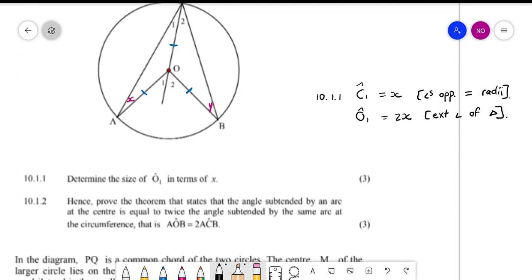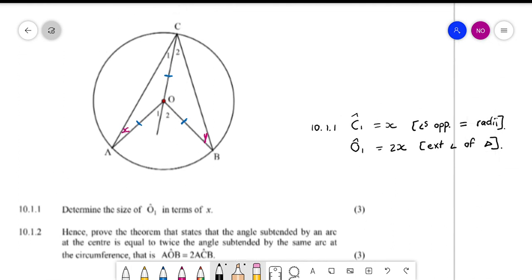2x. You had to add them together. So if this one is x and that one is x as well, then this will be x plus x.